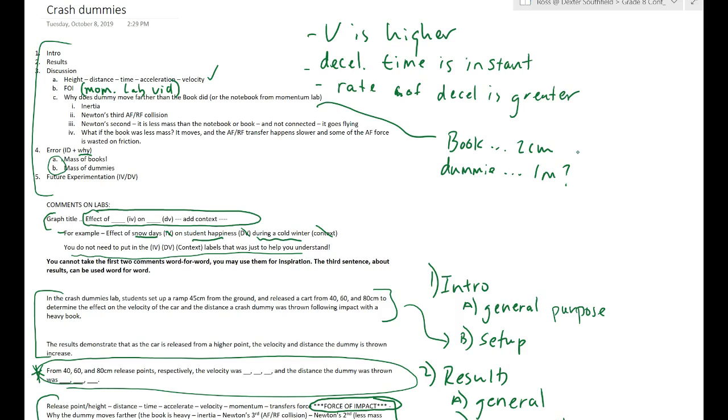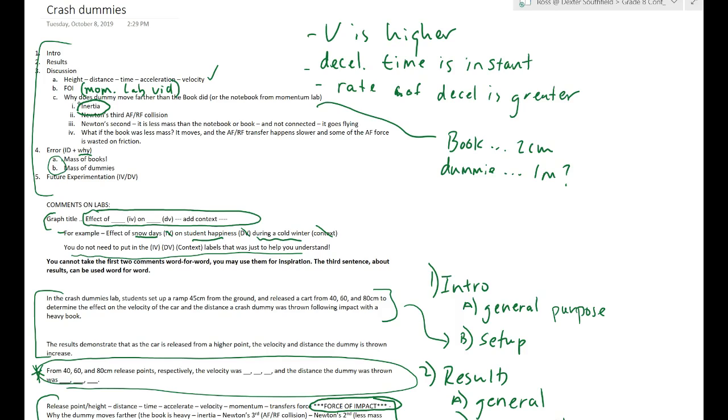Now, if you said because the book is a lot heavier than the dummy, you are 100% correct. But that can't be our final answer. We can't just say the book doesn't move as far because it's so much heavier, whereas the dummy's really light. You're correct, but we need to explain why. And the reason why gets us into inertia. When we're talking about inertia, we know that heavier objects with more mass are more resistant to changes in their state of motion.